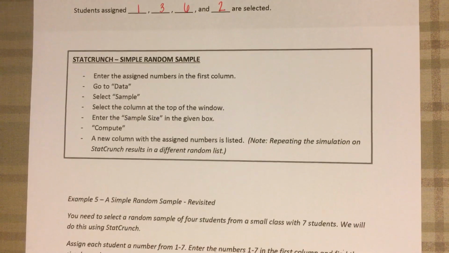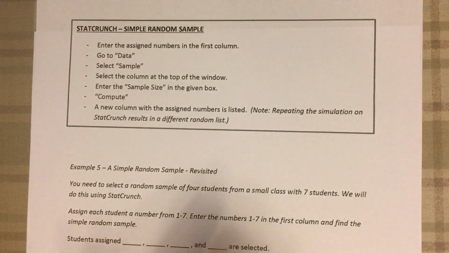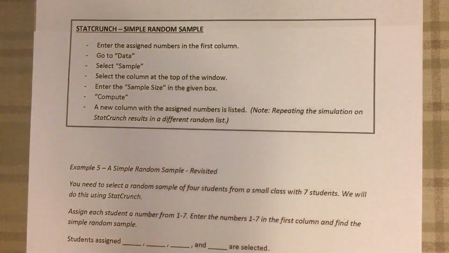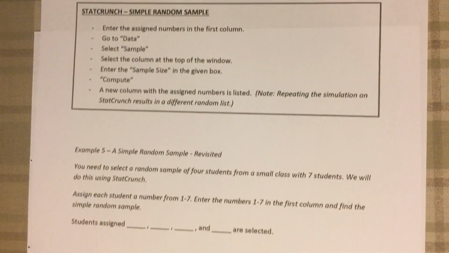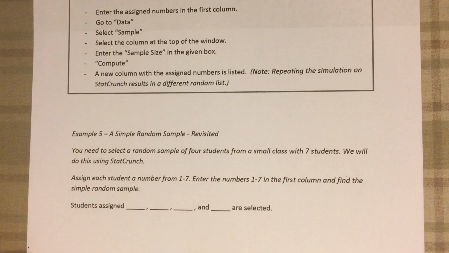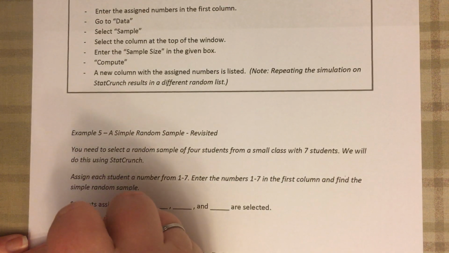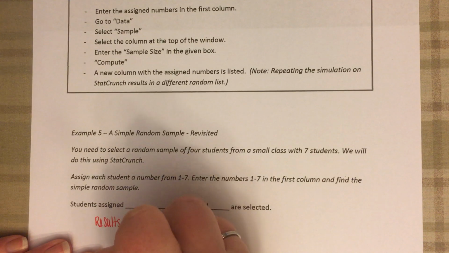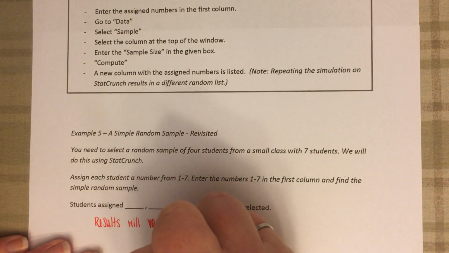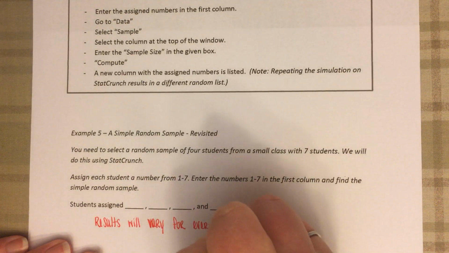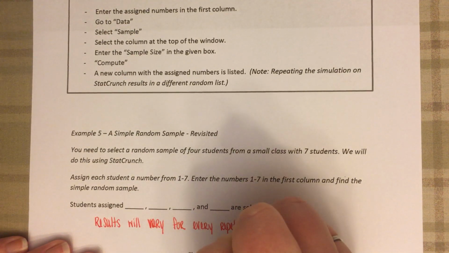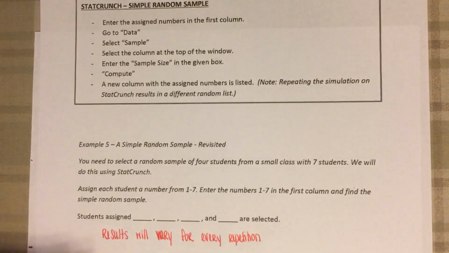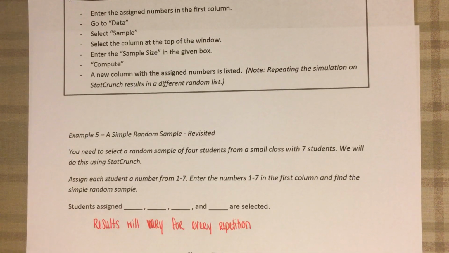The big thing to think about is if we repeat the simulation using StatCrunch, we're going to get a different random list every time. So if we were to do this example using StatCrunch, we're just going to say that our results will vary for every repetition. So a couple of different ways of generating our simple random samples. We could use things such as a number table, or we could use technology to generate these samples.